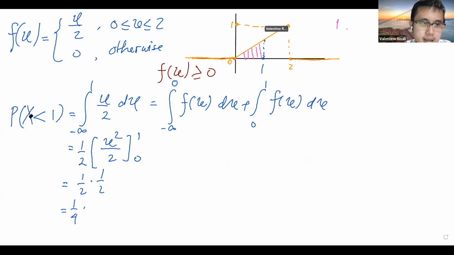Okay, let's continue to the second question, that is the probability of x between half and 1.5.